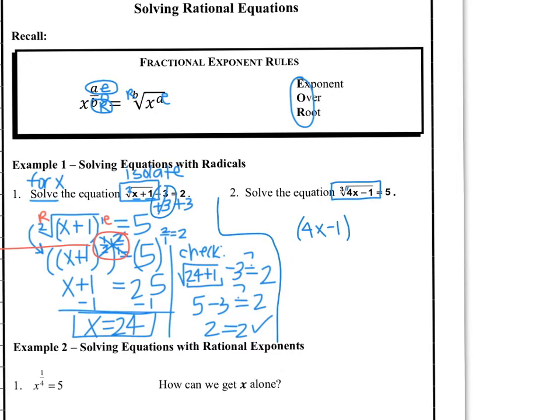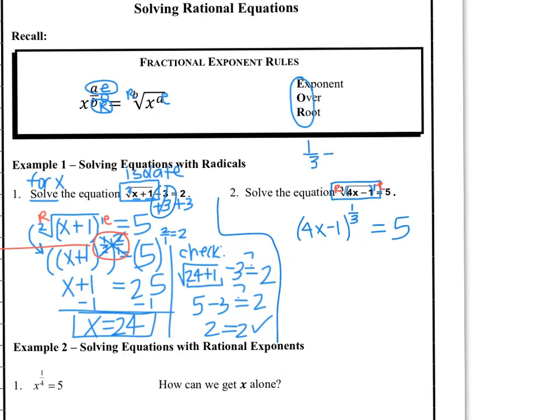Inside there is an exponent of 1, and our root is 3. So with our exponent and our root, we're going to rewrite this as the exponent on top, so 1 over 3. So (4x minus 1) to the 1/3 power equals 5. Okay, so all we've done so far is convert it. We don't have to do that to the right side because we've just rewritten it. It has equal value.